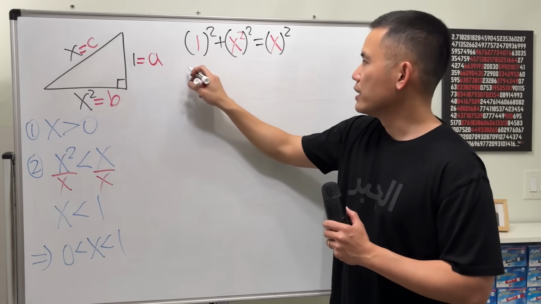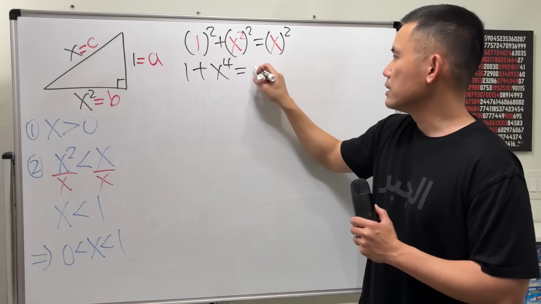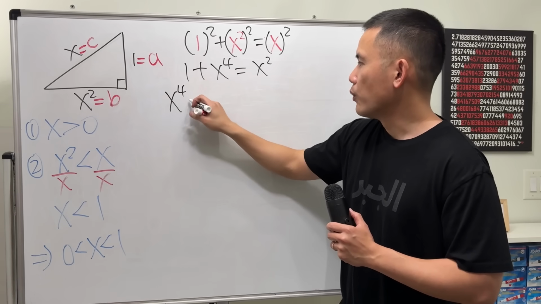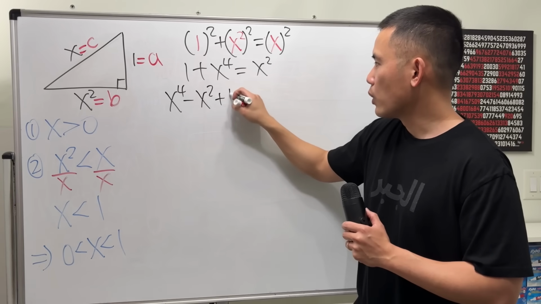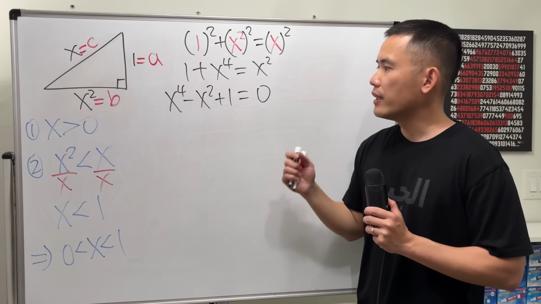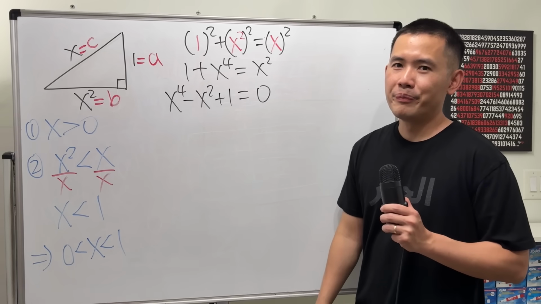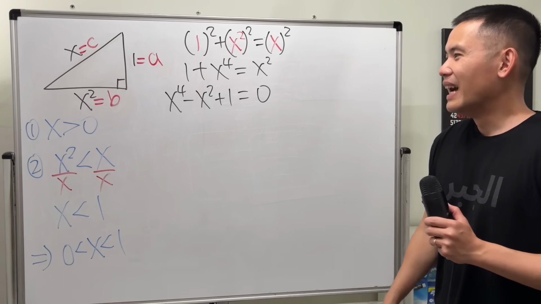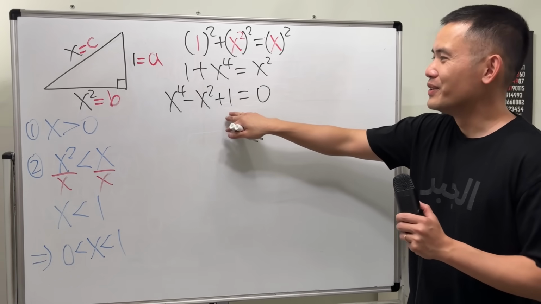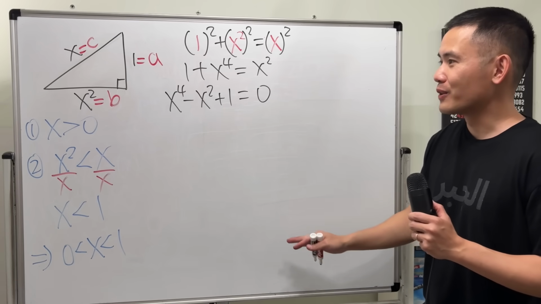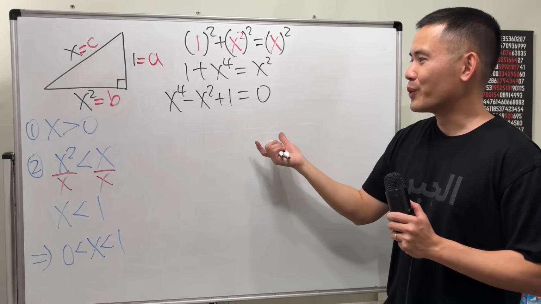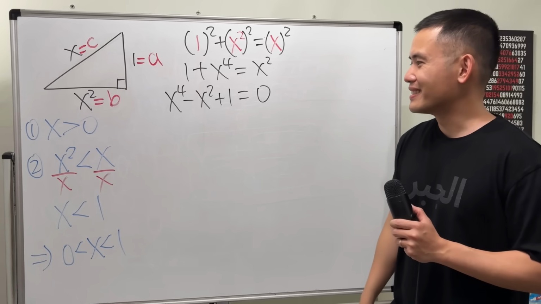Now, work this out a little bit. We get 1 plus x to the 4th is equal to x squared. And put this to the other side and reorganize it. x to the 4th minus x squared plus 1 is equal to 0. Now the question becomes, does this equation have any real solutions? In fact, none at all. And you have a few ways to do it. I think the easiest way is to just solve it. And firstly, you will see that this equation has no real solution, so this is actually not a possible triangle. But let me just show you what if you allow complex numbers and see the solutions.